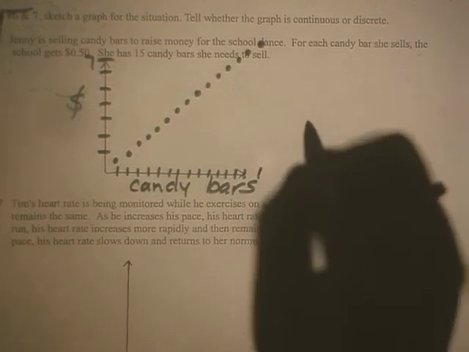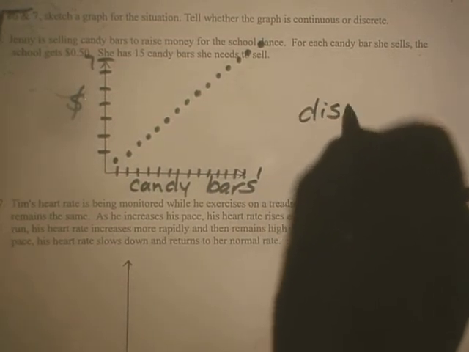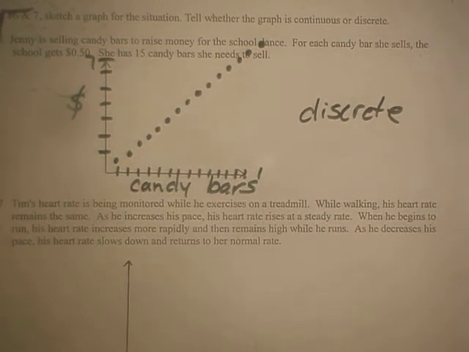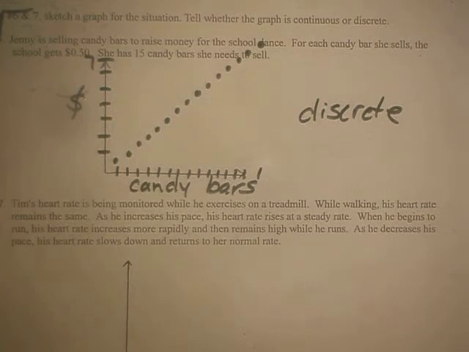Since these are dots, this is a discrete set. You can't go into a store and say, I'd like to buy a half a candy bar. Either you buy one or you don't.